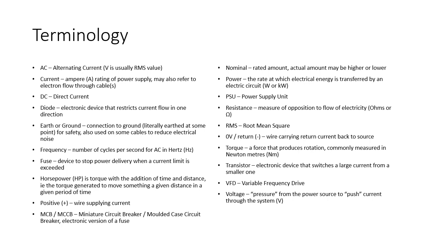0 volts or return, also indicated sometimes as minus. This is a wire carrying return current back to source. That could also be a neutral wire in a three-phase system. And we saw that with star delta. With a star system, you have a wire in the middle.